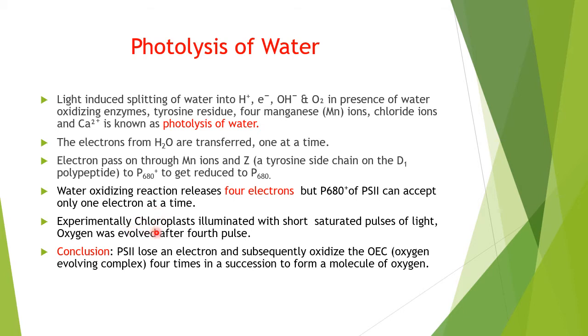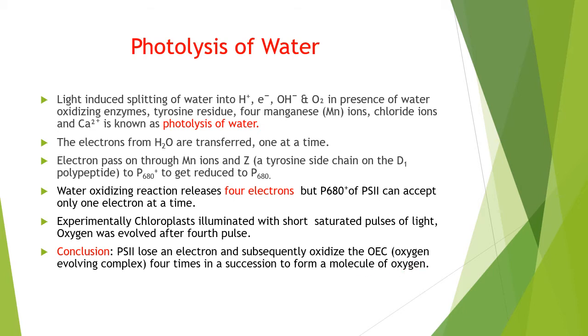So experimentally, it was found that chloroplasts were illuminated with short saturated pulses of light. It was also found that oxygen was evolved after the 4th pulse. That means 4 photons are used, and at the 4th pulse, the oxygen is evolved. The conclusion from this experiment was that pigment system second loses an electron and subsequently oxidizes the oxygen evolving complex 4 times in succession to form a molecule of oxygen.